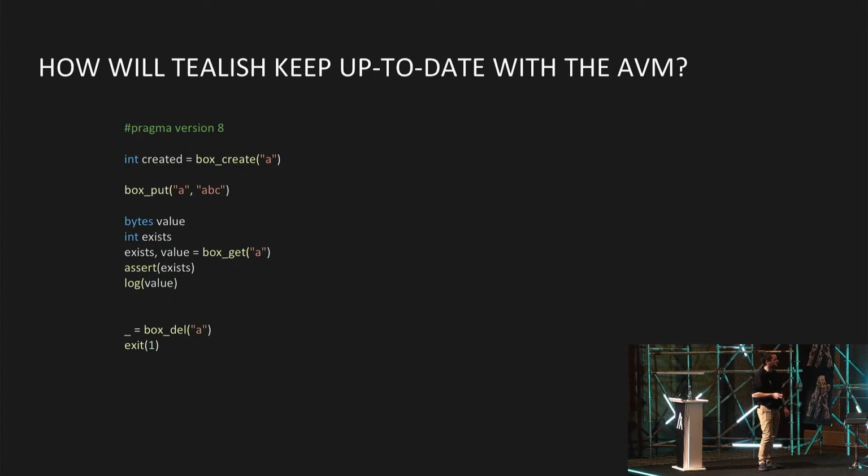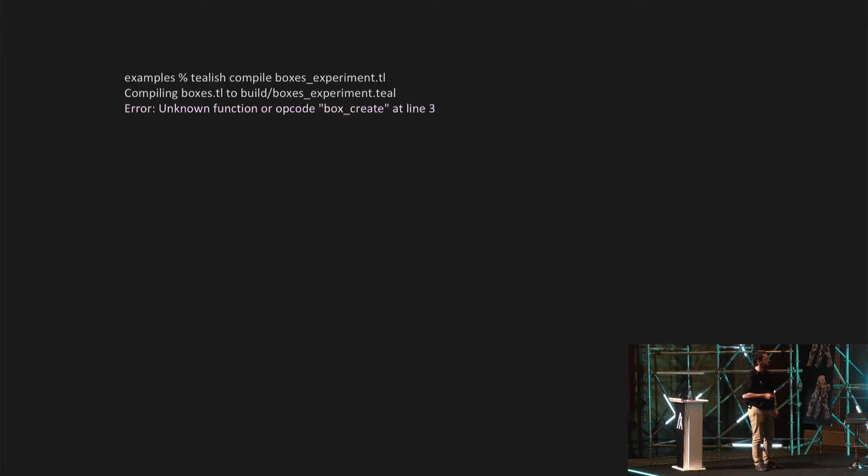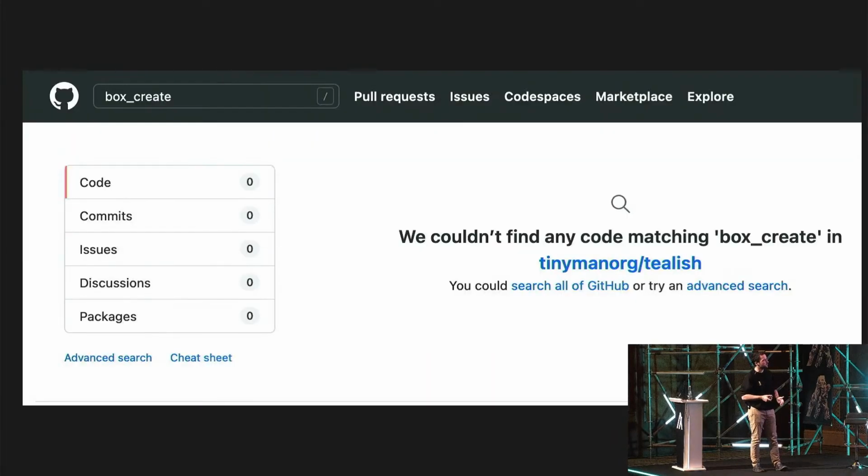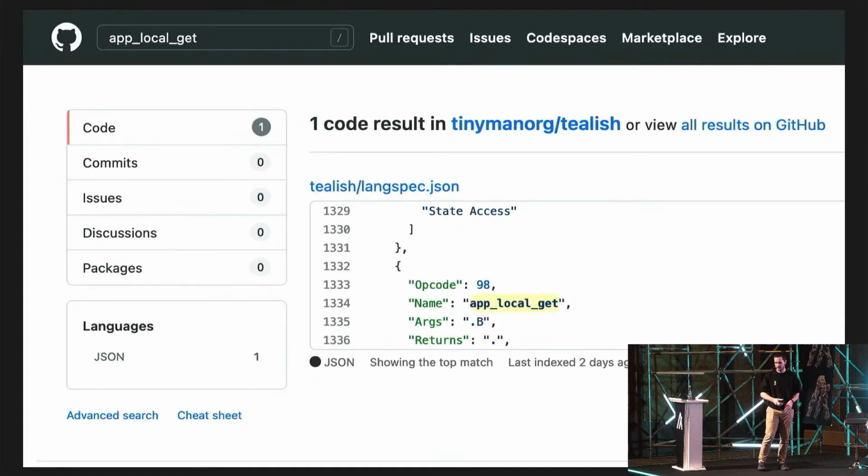So you write some code, and then you go to compile it, and then, unknown function or opcode box create. Okay. You check up the documentation, you make sure that it wasn't create box. No, it's really box create. Okay, I spelled it right. What's going on? So you search the repo, and okay, Tealish hasn't implemented boxes. What am I going to do? I can't use Tealish. Okay, I'll go back to TEAL and I'll try to, no, you don't.